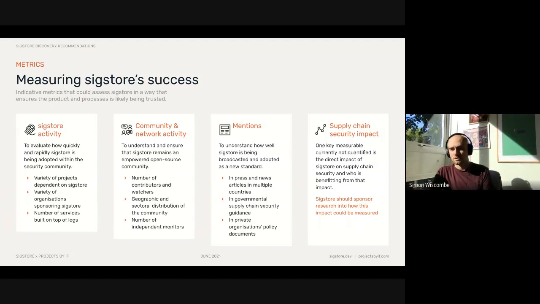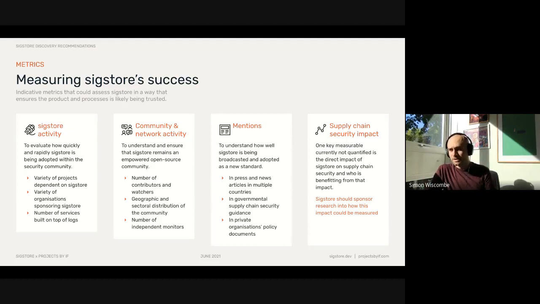So the first one is Sigstore activity itself. Really to evaluate how quickly and rapidly Sigstore is being adopted. And this goes beyond just numbers of signatures, for example. What we really wanted to do was create these metrics that also align with the pillars of success. So if you look at things like variety of project dependence, variety of organizations sponsoring Sigstore, and number of services built on top of the transparent logs, for example, you see a much more representative group of whether Sigstore is a trusted institution that is seen as independent.